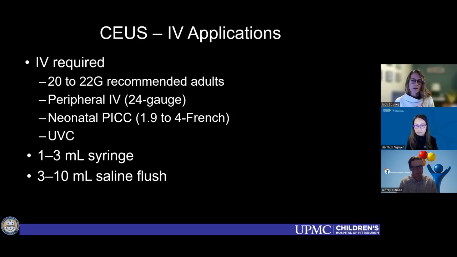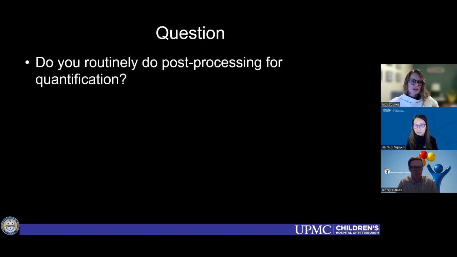The reason I think that the adults always recommend 20 gauge IVs is because they do a lot more quantification and studies where they will use software to count the number of bubbles that they use, which for us, we do a lot less quantification work than is described in the adult literature, which is my next question for you guys. Do you routinely post-process? Hey, Tweet, it sounds like you do bowel with some frequency. Do you routinely calculate or generate time intensity curves for those patients?